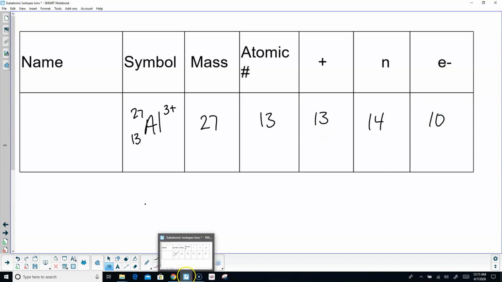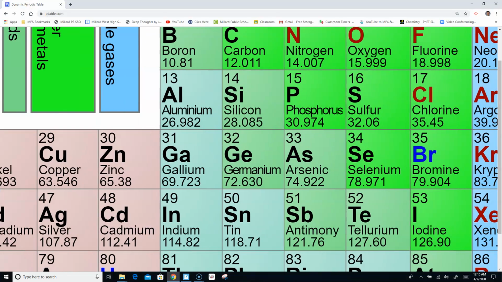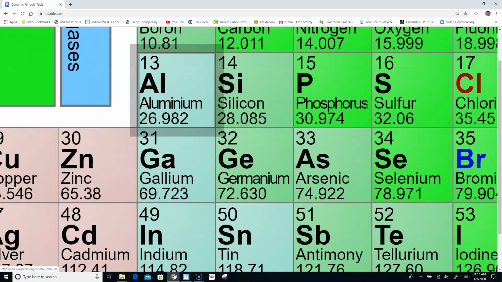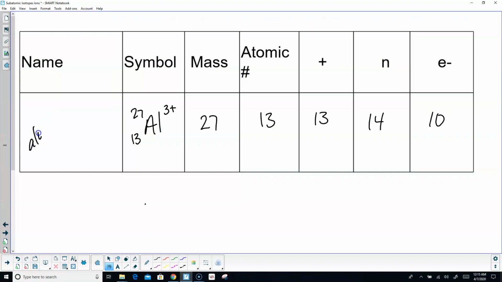I'm going to look at my periodic table here. Here's atomic number 13, aluminum. Aluminum-27. Okay, that should be enough practice for right now, or enough instruction. I'm going to give you a worksheet and have you guys attempt to practice some of these. All right.